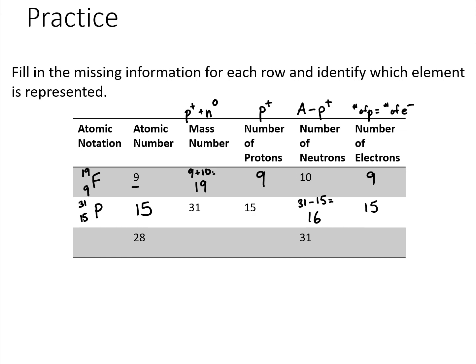Now we have the last one. The atomic number is 28, and the number of neutrons is 31. If we know the atomic number, automatically we can fill in the number of protons and the number of electrons for a neutral atom. All you have to do now is figure out the mass number, which is adding the protons plus the neutrons. When you add those two together, you get 59.